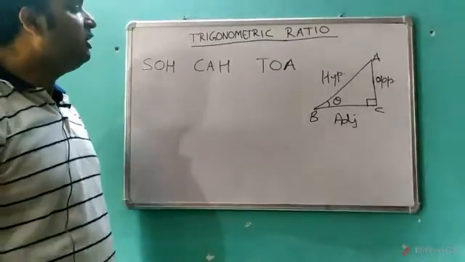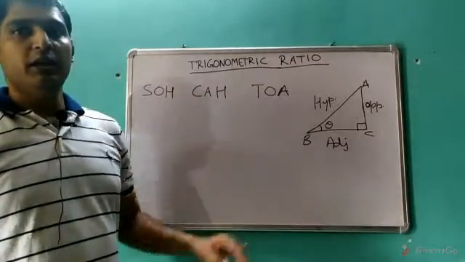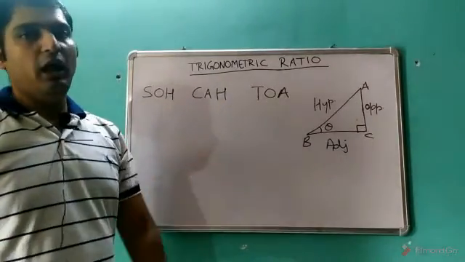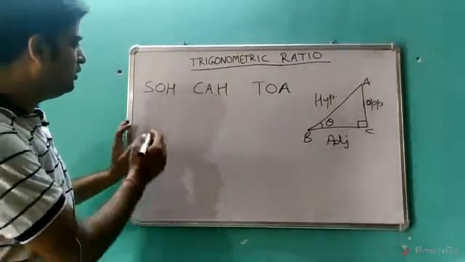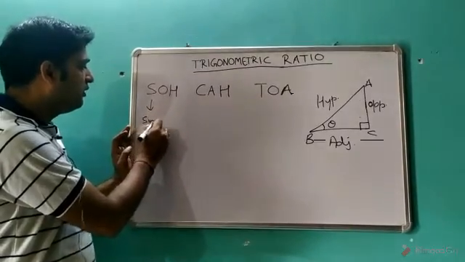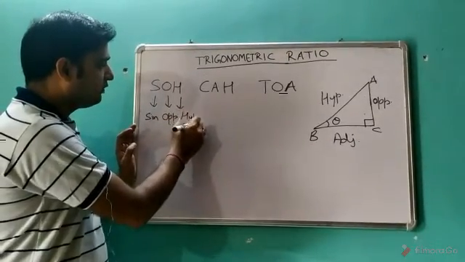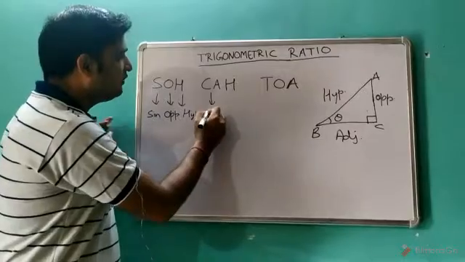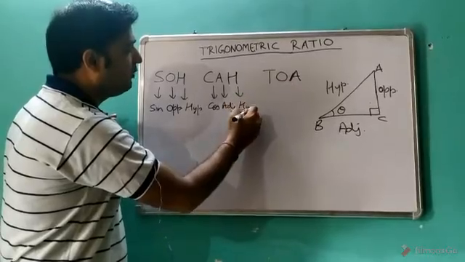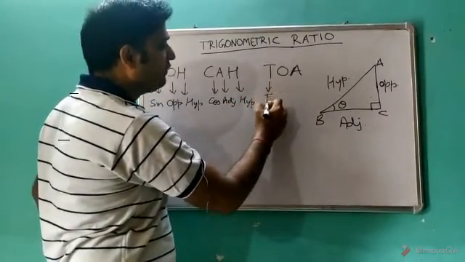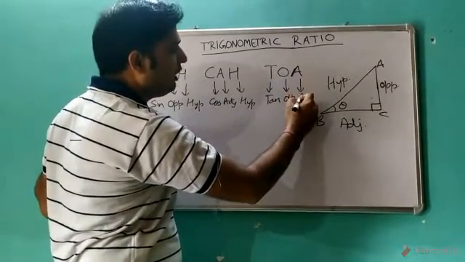To study the primary trigonometry ratios, we have a trick denoted by So Ka To. In English it is written as SOH CAH TOA, and in Hindi we remember it as Suraj, Chand aur Tare. In So, S stands for sine, O for opposite and H for hypotenuse. In Ka, C stands for cos, A for adjacent and H for hypotenuse. In To, T stands for tangent, O for opposite and A for adjacent.